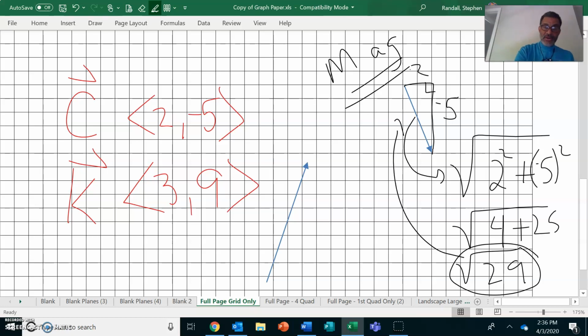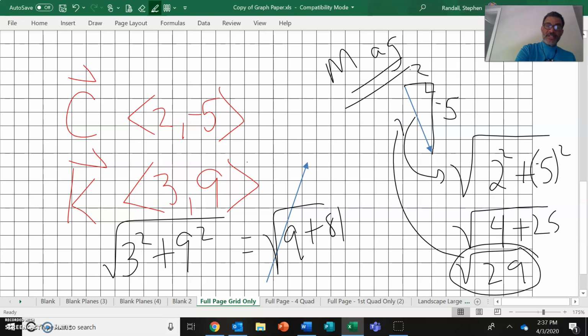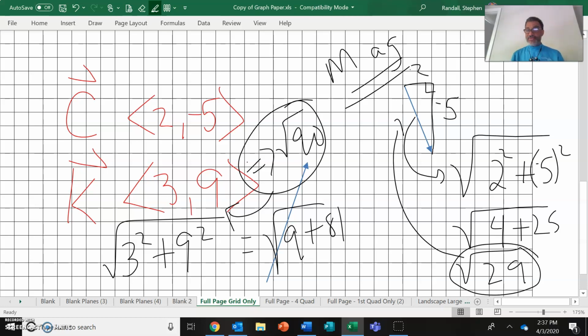So the magnitude here would be, it goes over 3, so it's the square root of 3 squared plus 9 squared, which would equal the square root of 9 plus 81. So this magnitude is the square root of 90. Okay, so that's how you find the magnitude of a vector in component form. So now we have component form. We can add them by adding the components. We find the magnitude by doing the Pythagorean theorem.